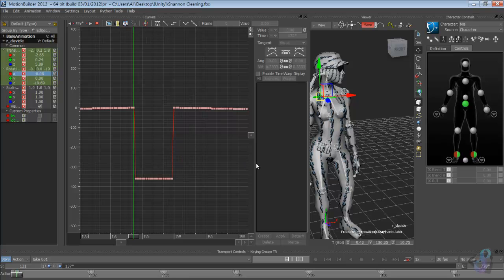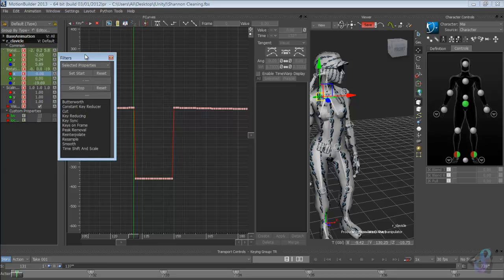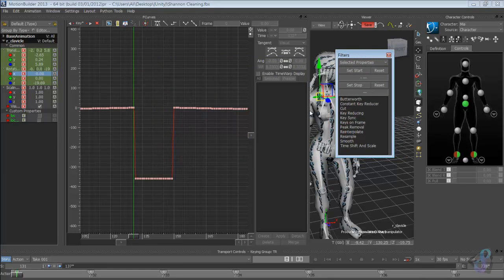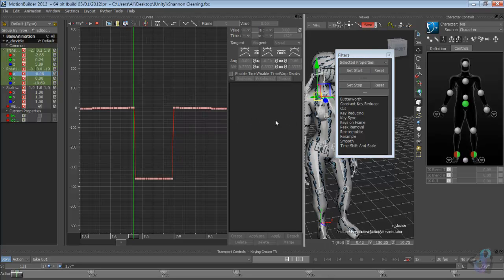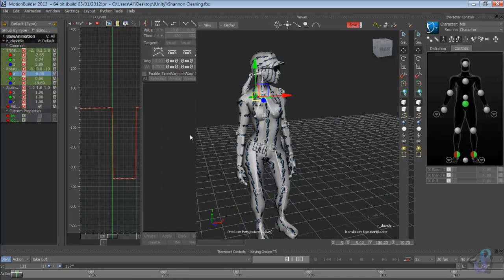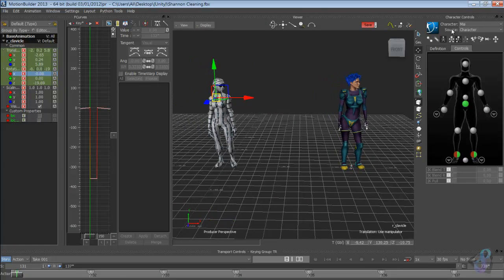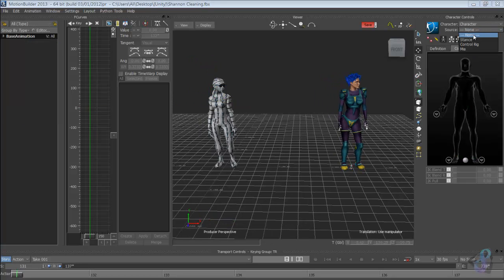Now, in Motion Builder, there are two things that you can do. One is using filters. For example, we can select a bone and say, hey, we want to reduce the keyframes, or we want to smooth keyframe interpolations. We can do all that stuff. But what I do most of the time when I see these kinds of rotational problems is that I select my main character and I use the bake and control rig.